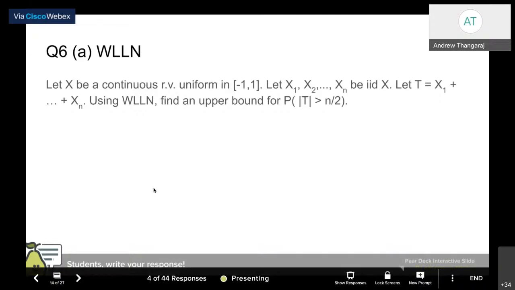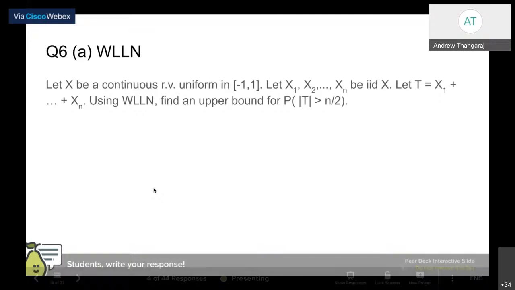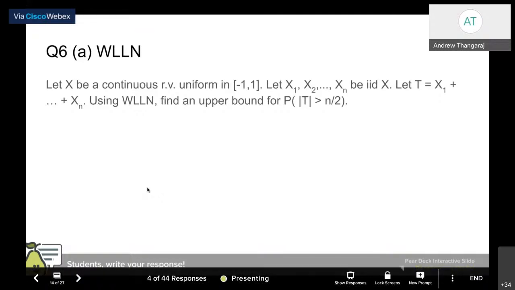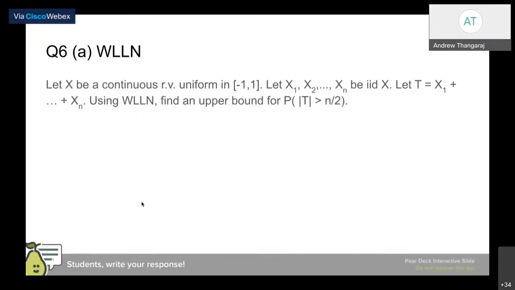Yes, expected value of x is 0 and variance of x is 1 by 3. That's b minus a whole squared by 12, for a continuous uniform random variable. So once again, just get a feel for what we are calculating here. T has expected value 0, so n by 2 is fairly large. I'm expecting each xi to be above half or something.